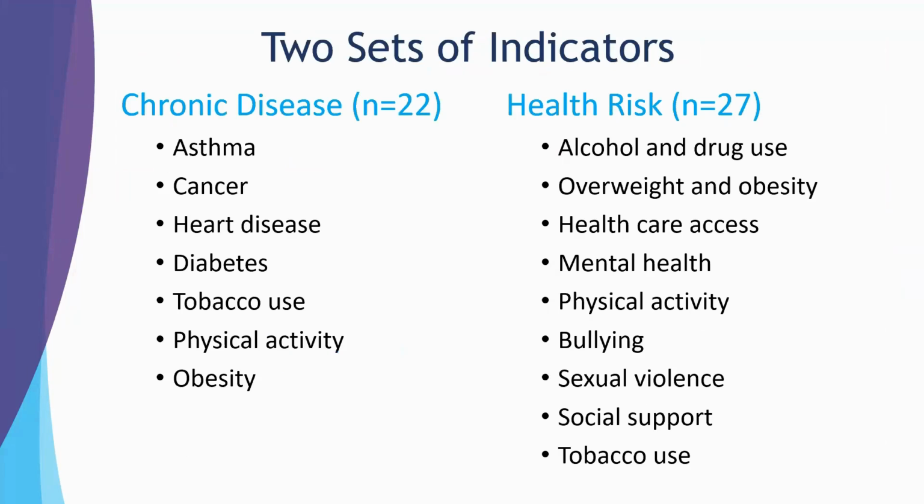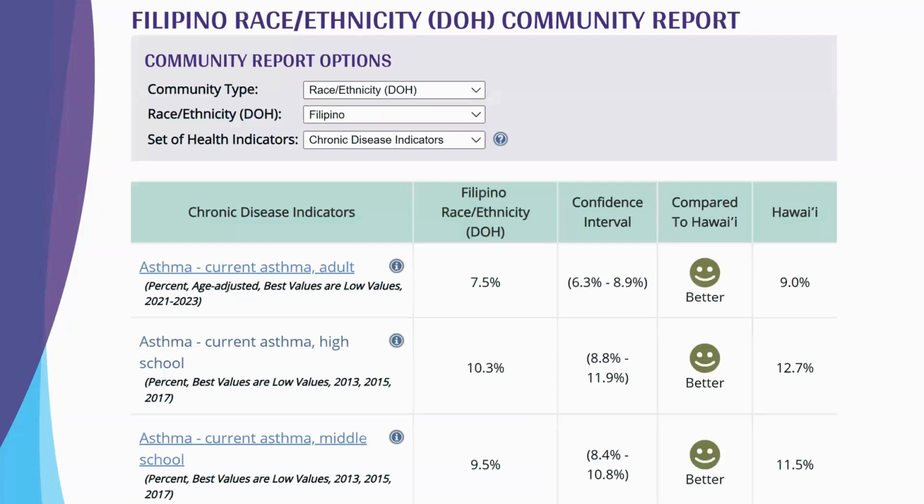HHDW worked closely with the Hawaii State Department of Health to select measures that cover a range of important health issues. So we ended up with 2 different sets of indicators, chronic disease and health risk. There are 22 measures in the chronic disease indicators, and they include topics like asthma, heart disease, and diabetes. And there are 27 health risk indicators, and you'll find data on topics such as substance use, healthcare access, and physical activity. Here's an example of a community report showing some of the chronic disease indicators for the Filipino community. We'll take a closer look at these reports during the demonstration.